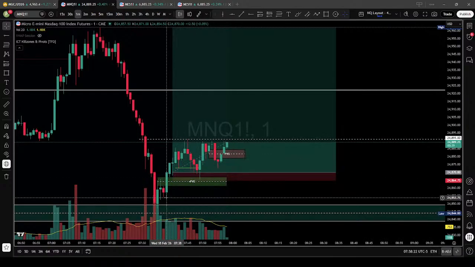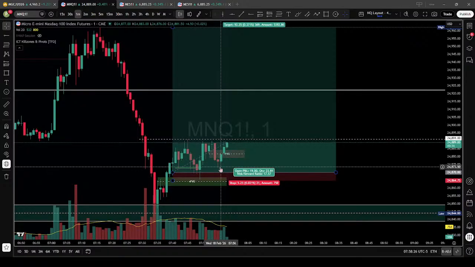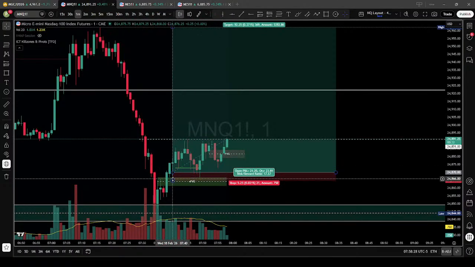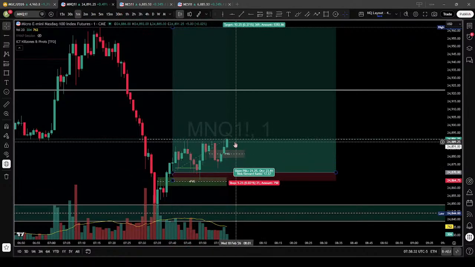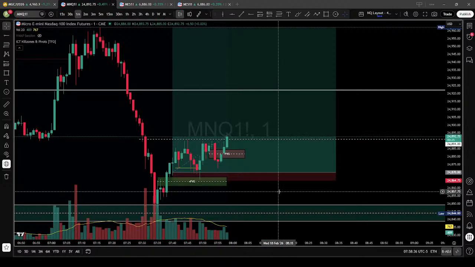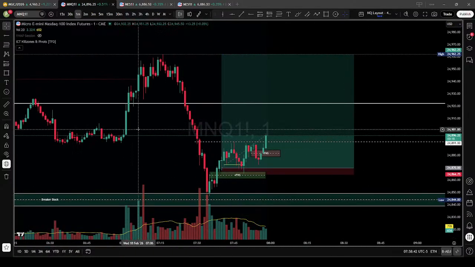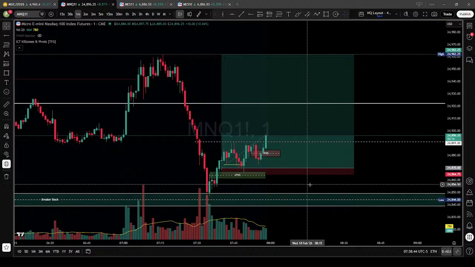So this swing low has been defended. The swing low has been defended. Now let's see. Yeah, the high has been taken, so the stop loss should be at break even now, and I would expect the price to continue to move up higher.